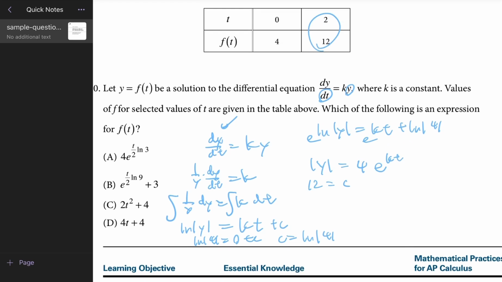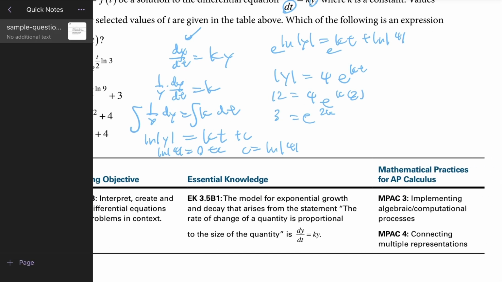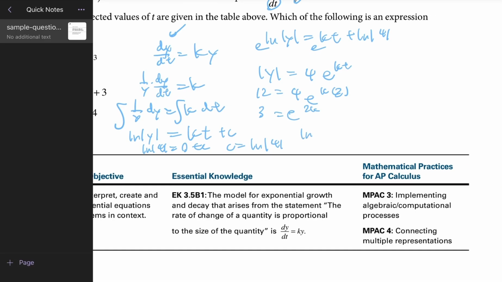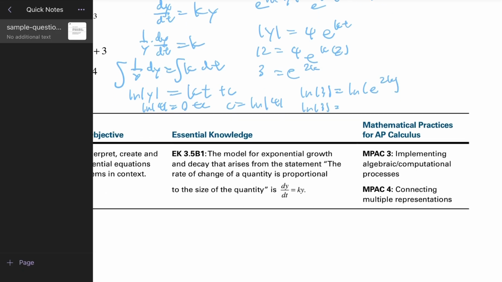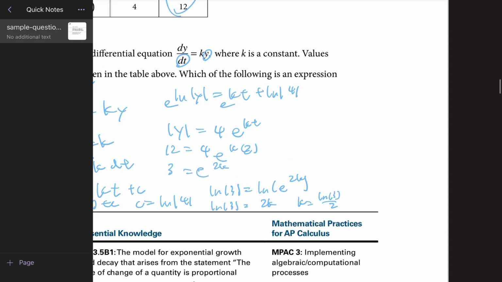So we're given that 12 is equal to 4 times e to the k times 2. So if we divide both sides by 4, we have 3 is equal to e to the 2k. And we can take the natural log of both sides here. So the natural log of 3 is equal to the natural log of e to the 2k, which simplifies to the natural log of 3 is equal to 2k. So now we know that k is equal to the natural log of 3 divided by 2. Now we finally found what k is.